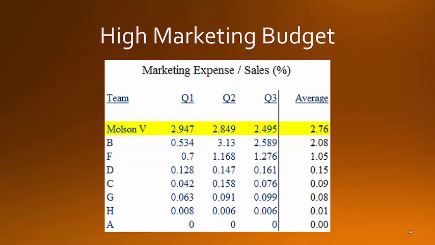In quarter 2 and quarter 3, Team B did beat us in terms of marketing expense per sales, even though we had the higher average over the whole game. However, Team B had much lower sales volume, so even in quarter 2 and 3, we were spending more actual euros on advertising than Team B.